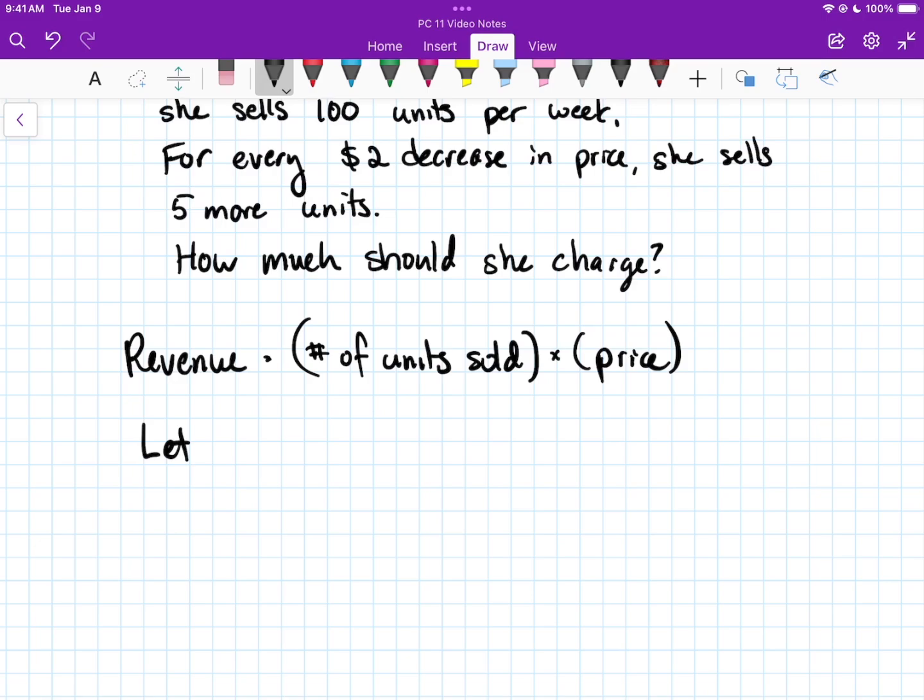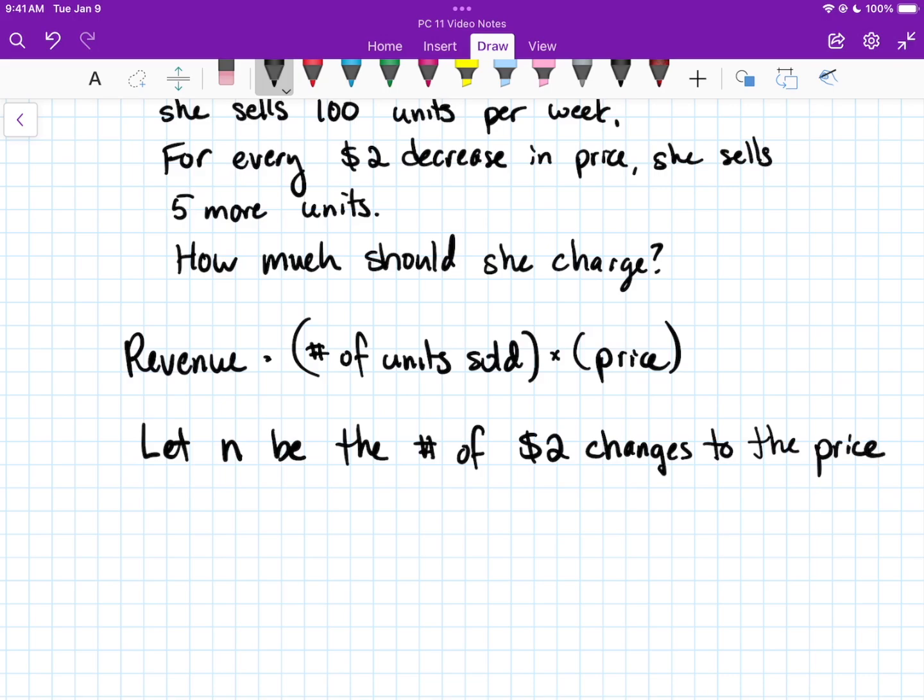Let's start by defining a really important variable. And this is something you're going to do for any question like this that you run into. The situation might change, but the idea is going to be the same. So we're going to say n is going to be the number of $2 changes to the price. Or, well, $2 decreases to the price, I guess. All right, so we know every time we drop $2, that affects how many people we get. So we're going to use that variable to kind of construct our equations here.